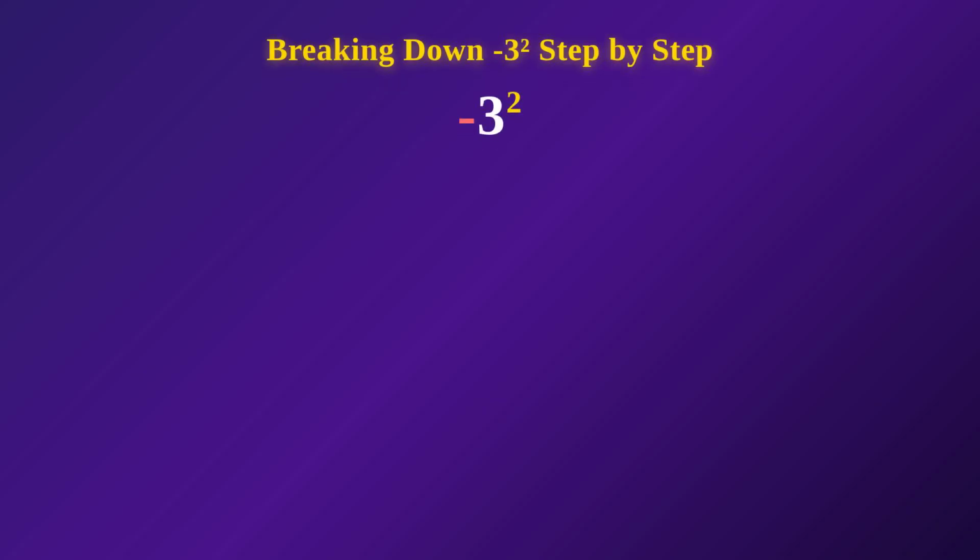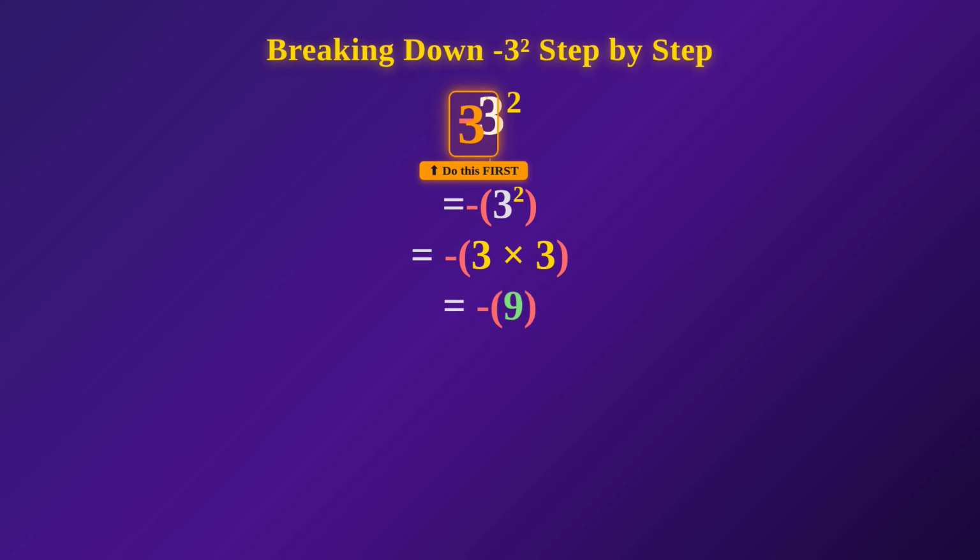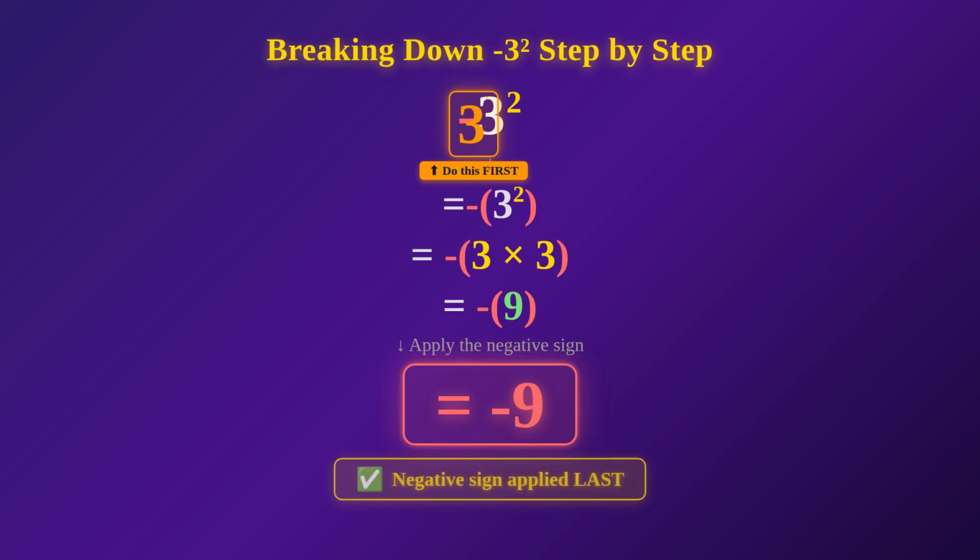Let's solve both and see what happens. Let's tackle the left side first. -3 squared, written without parentheses around the negative. Using order of operations, the exponent goes first. So we evaluate 3 squared first, which is 3 times 3, which equals 9. Now we apply the negative sign. Negative of 9 gives us -9. So -3 squared equals -9.